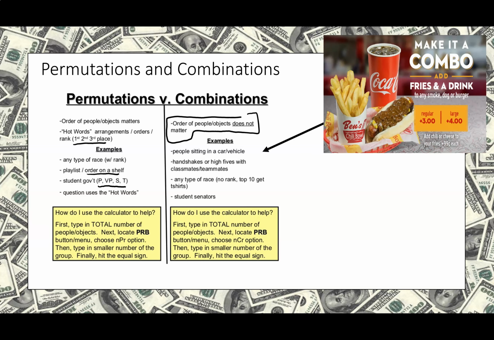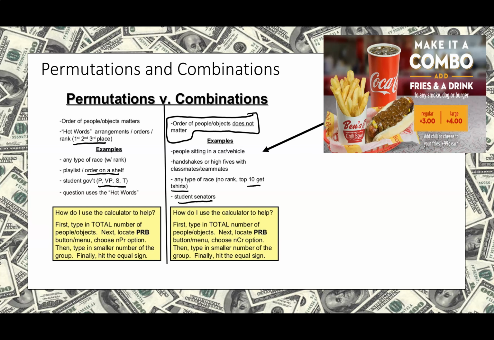So an example of that might be any type of race where you're just getting t-shirts for the top 10, doesn't matter what order they're in. Maybe you're finding student senators. Here we would have 10 people and we chose Parker and Che, and he's a senator and Che's a senator, but that's it. We couldn't swap them because it would be the same thing.